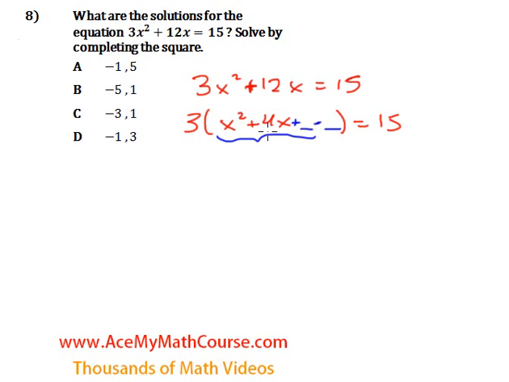Great. So what number is that? Well, to find that out, I can take the 4, I can divide it by 2, and I can square it. 4 divided by 2 is 2, 2 squared is 4. So I will add a 4 and take it away. Great. Now what?